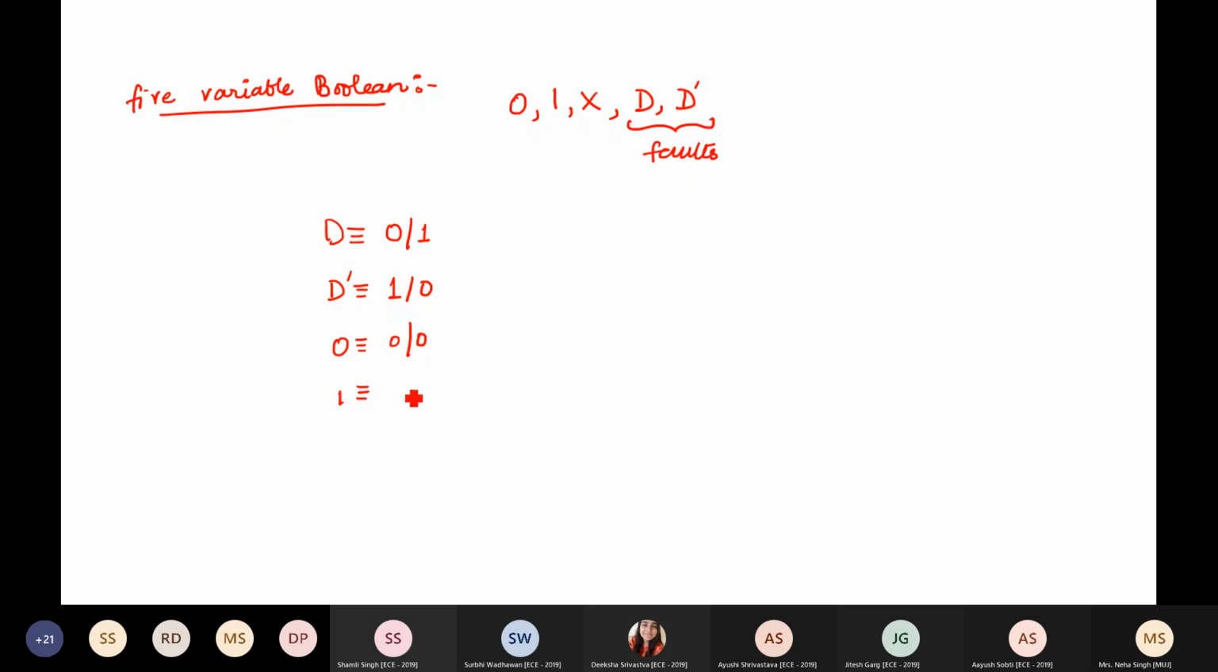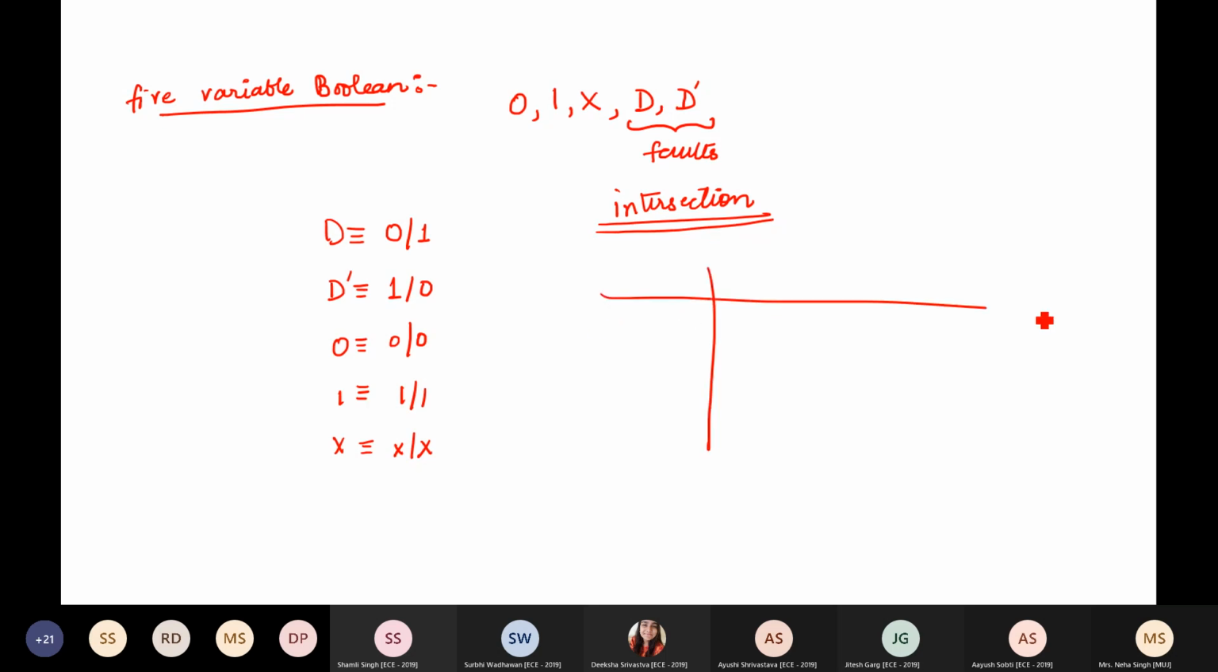1 means faulty, non-faulty, it is all 1, no change. Don't care means again no change, no fault. Agar input is X, then the faulty input is X, the non-faulty input is also X. And I need to work for their intersection during the algorithm. Intersection simply means what is the possible Boolean algebra for these. So I have the possibilities 0, 1, X, D, D bar.